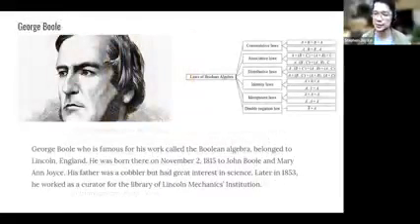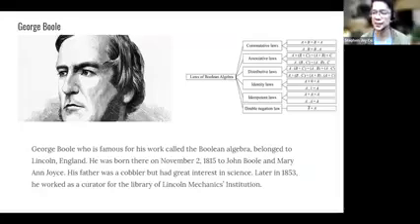And George Boole, who is famous for his work called Boolean algebra. So our Boolean algebra is from the name Boole, no? George Boole belonged to Lincoln, England. He was born there on November 2. His father was a cobbler. He worked as a curator in the library of the Lincoln Mechanics Institution.